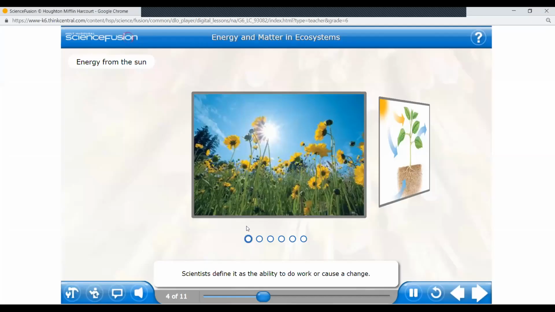Scientists define energy as the ability to do work or cause a change. For example, the energy from food allows animals to move and grow. Matter, on the other hand, is anything that has mass and volume. Matter exists ordinarily as a solid, a liquid, or a gas.